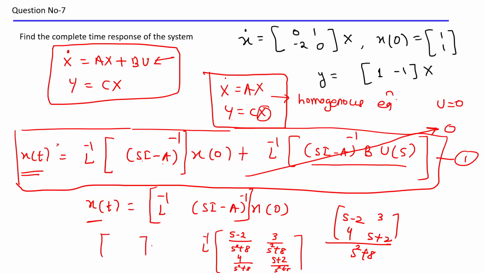The 4 terms will be in the time domain, and multiply that with x sub 0. X sub 0 is given to you in the question as 1 and 1. You just multiply and find x of t. Similarly, once you find x of t, multiply with C, and that will give y of t. It's that simple. Like that you have to solve, but remember this equation 1 formula.